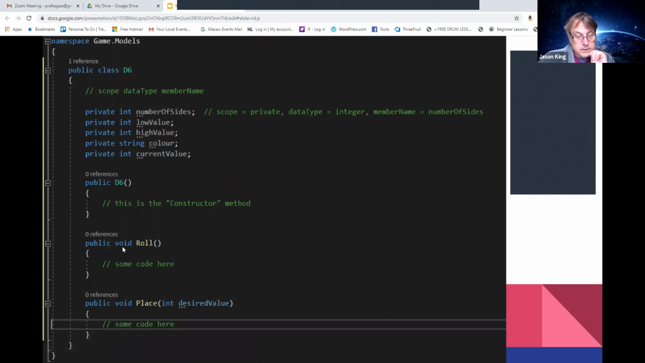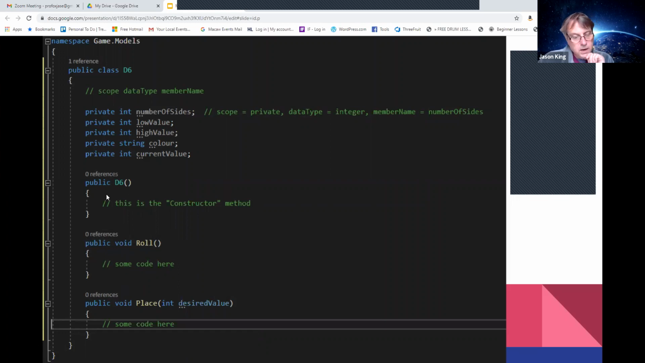Void is another special word which means when you call this method in code, it doesn't give you any value back. It will do something, but there's no value returned to you. Okay. It just changes the state, presumably, of this class.